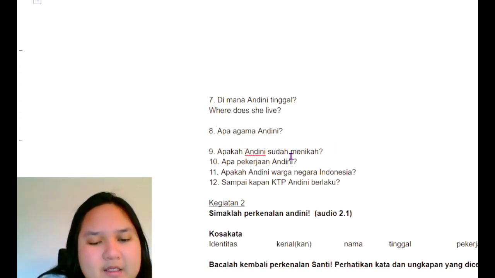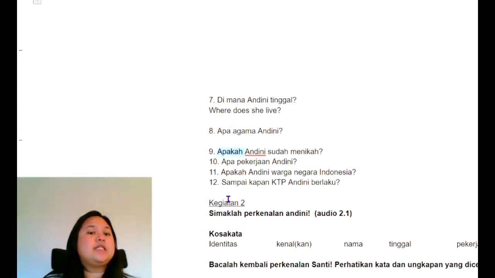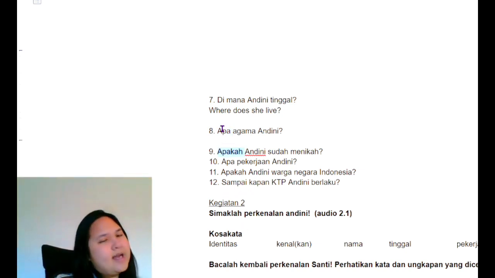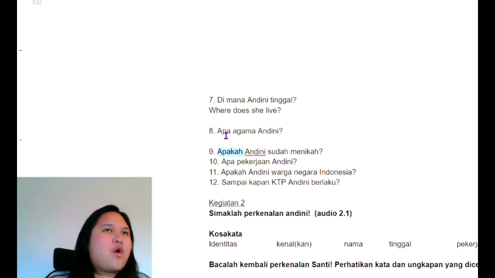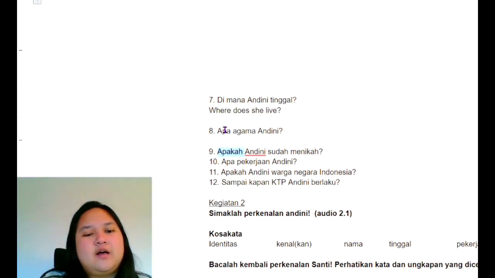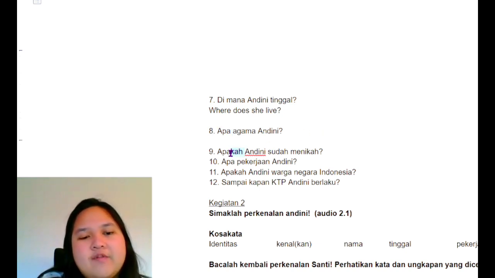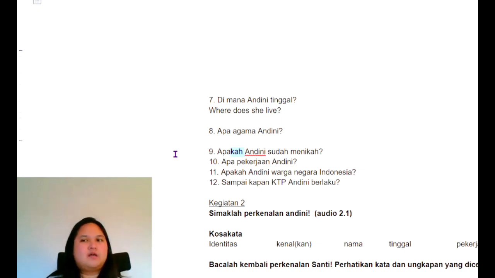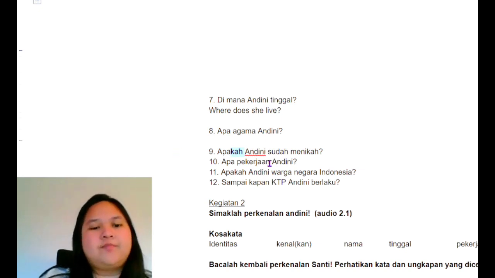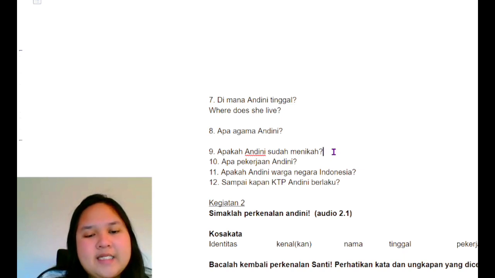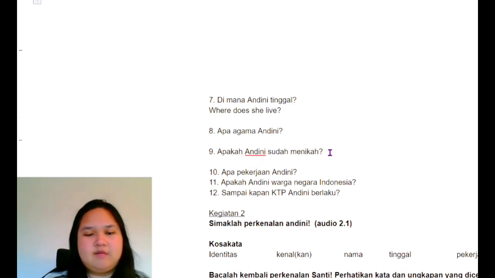And apakah? See, here is apa and this is apakah. So it's basically the same between apakah and apa. Apakah, I would say it's more formal. So usually in the daily we don't really say apakah, we would just say apa. So apakah and everything with kah in the back, it means asking for a question. So apakah Andini sudah menikah? Here would be sudah menikah. Sudah is already.